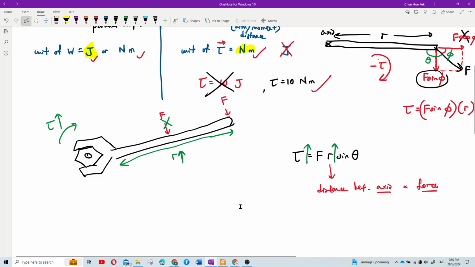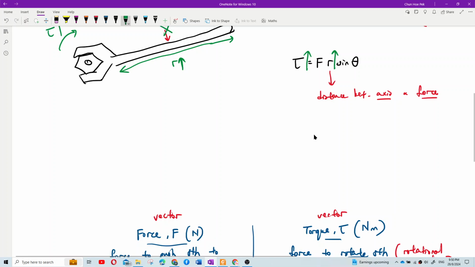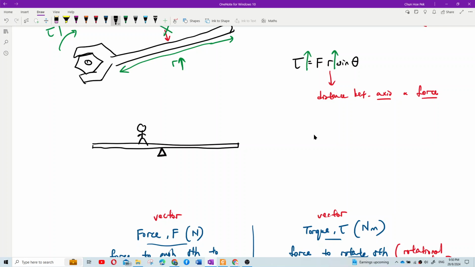So what I can say is the bigger the R, the bigger the torque. Just the same concept as our seesaw. Remember our seesaw? How to balance the seesaw? Okay, let's say this is the fulcrum here. I play the seesaw with my baby. Of course I sit nearer to the axis of rotation. This is what we call the fulcrum, or we can also say it as the axis of rotation.